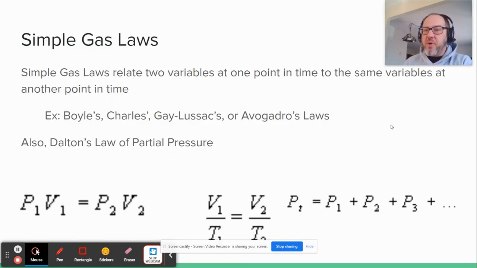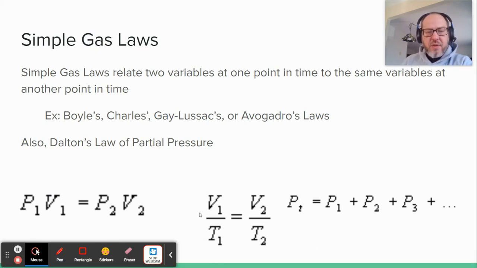And so there are the simple gas laws. These are the first gas laws that were discovered, the relationships between individual variables: Boyle's law, Charles' law, Gay-Lussac's law. On the screen here, we have Boyle's law, Charles' law, and then Dalton's law of partial pressure. Boyle's law relates volume and pressure under constant temperature and amount of particles.